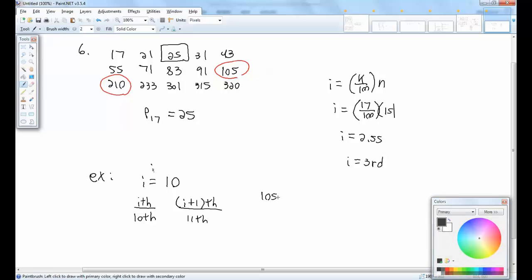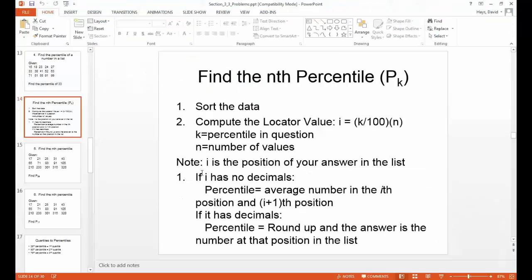So I got 105 plus 210 divided by 2. Let's see if I can screw up the basic math here. 315 divided by 2, which gives us 157.5, I think. Yeah, 157.5. So this right here would be the value we're trying to find. So that's how you handle it when a nice whole number comes out there. Okay.